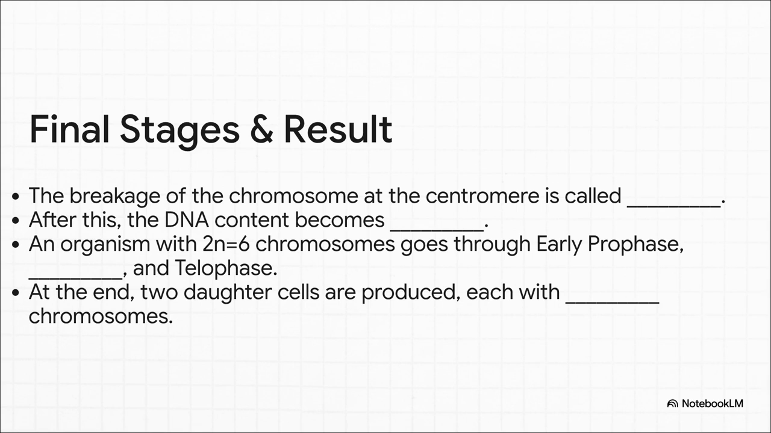Okay, this next one's a little trickier, putting it all together. What do we call the process when the chromosomes finally break apart? What happens to the amount of DNA after that split? Can you spot the missing stage in the sequence? And, this is the big one, what's the final chromosome count in the new cells?